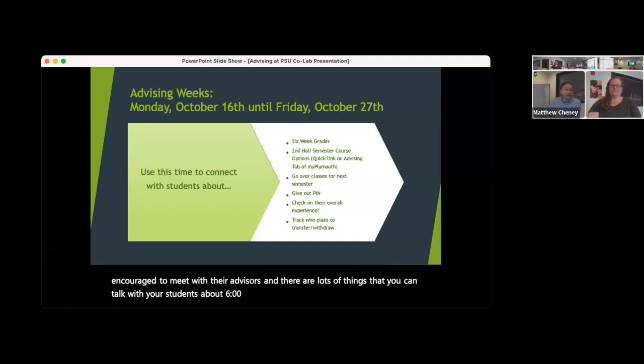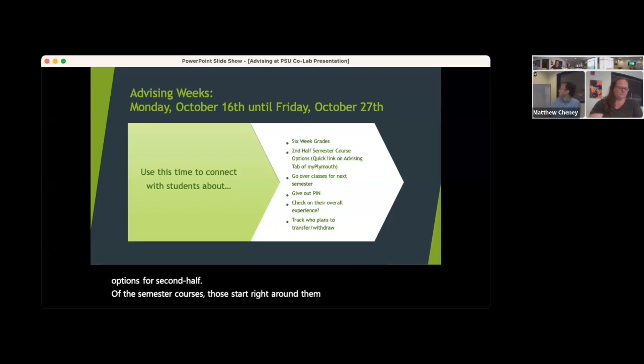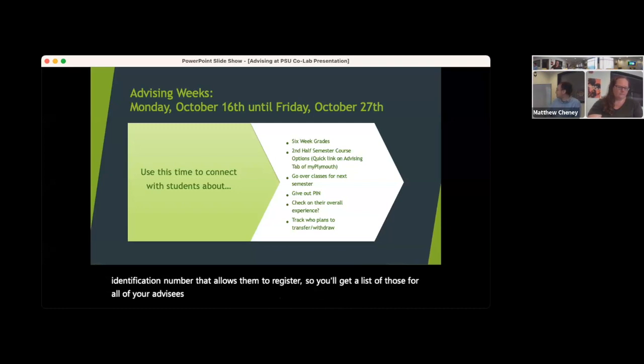Six week grades will have come out by that point, so you'll have gotten six week grades for all of your advisees. You can talk about options for second half of the semester courses, which start right around then. You can go over classes for next semester and give them their PIN, the personal identification number that allows them to register. So you'll get a list of those for all of your advisees.